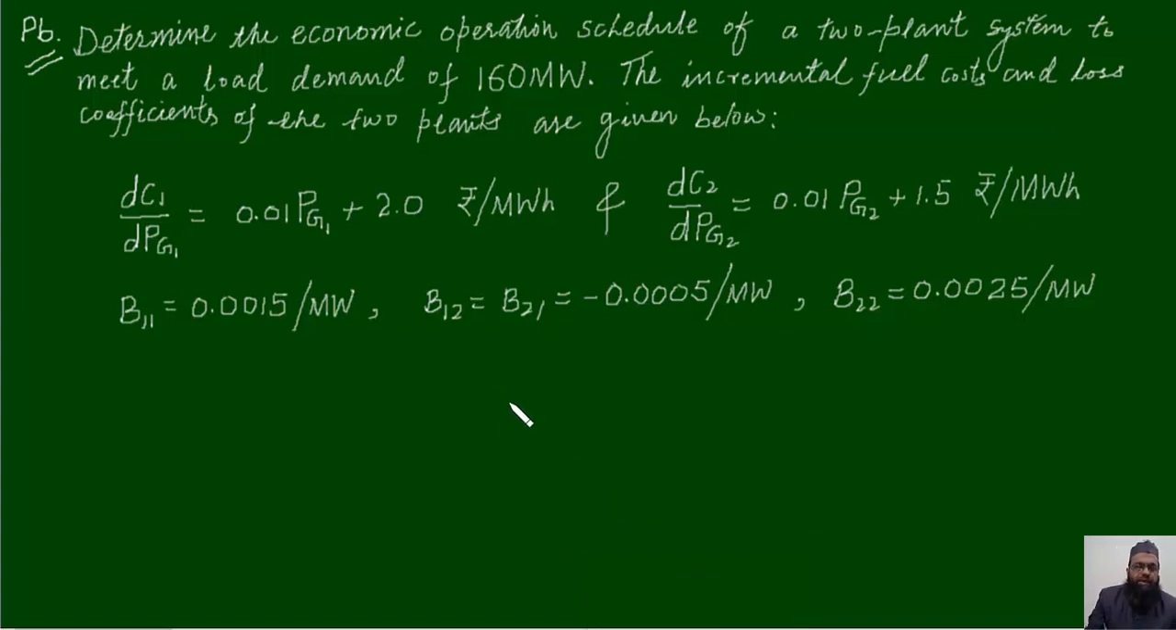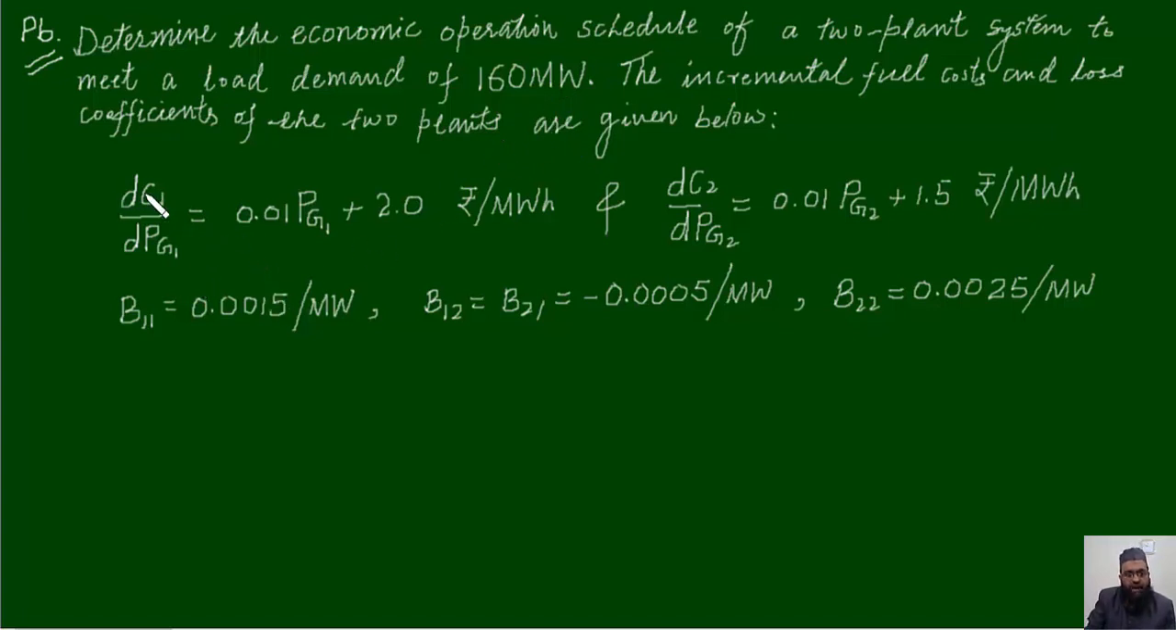Dear students, let us solve one problem on economic operation schedule considering transmission losses. Determine the economic operation schedule of a two-plant system to meet a load demand of 160 megawatt. Load demand given is 160 megawatt. The incremental fuel cost and loss coefficients of the two plants are given below. We have a two plant system and total demand is 160 megawatt.